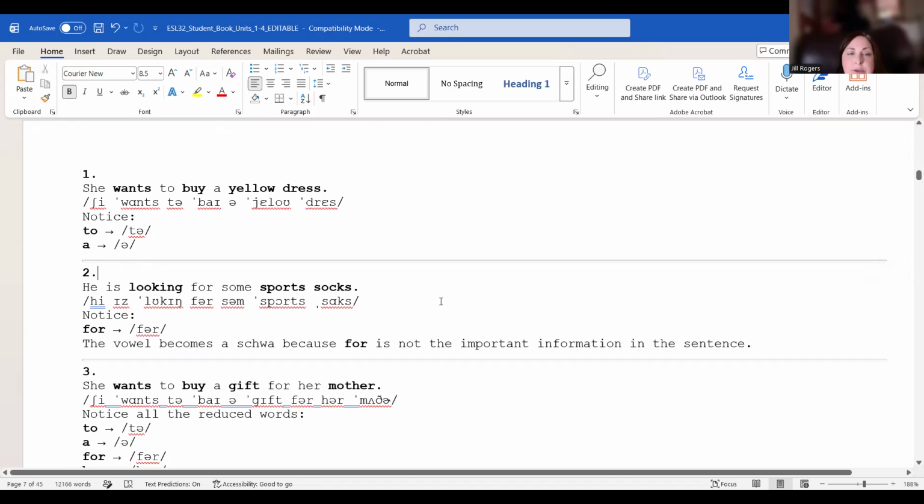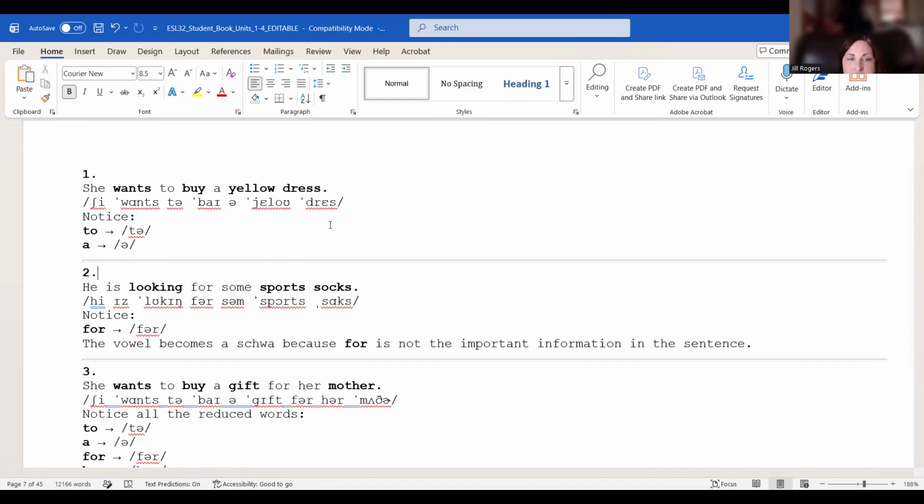You're going to practice the content words, and then you're going to look for that schwa. Okay, so first I'm going to read it. "He is looking for some sports socks." You see that these are the words that are stressed: looking, sports, and socks. "He is looking for some sports socks." More naturally, "he is looking for some sports socks." I recommend you practice the exaggerated and then practice the more natural.